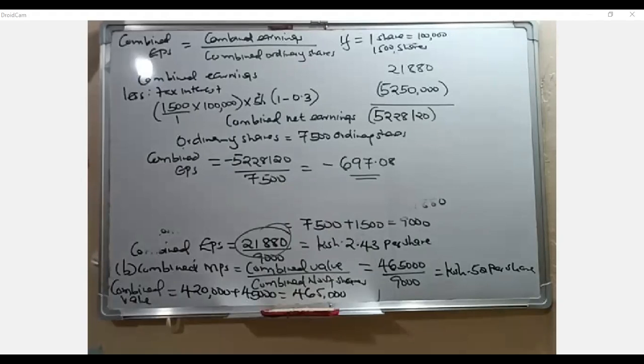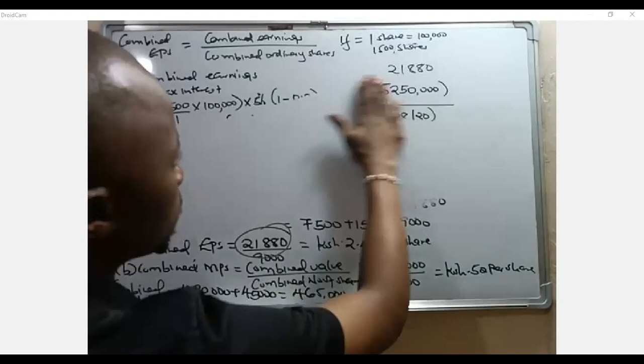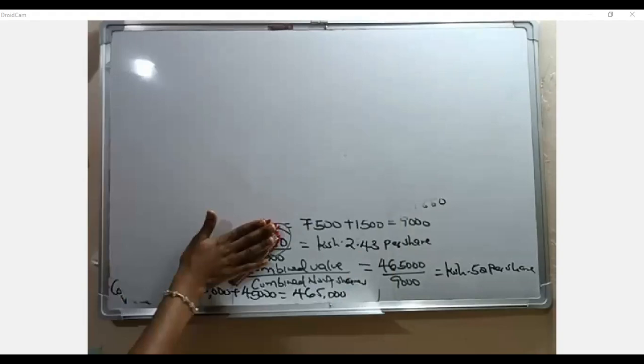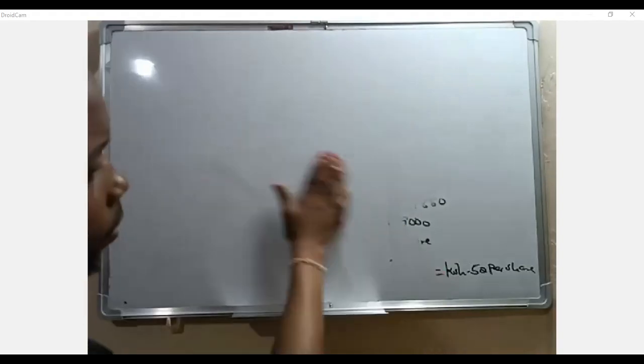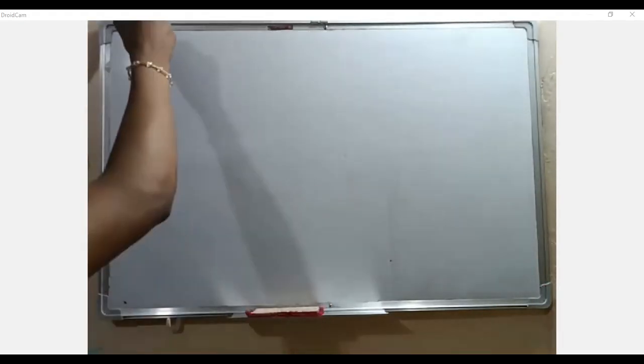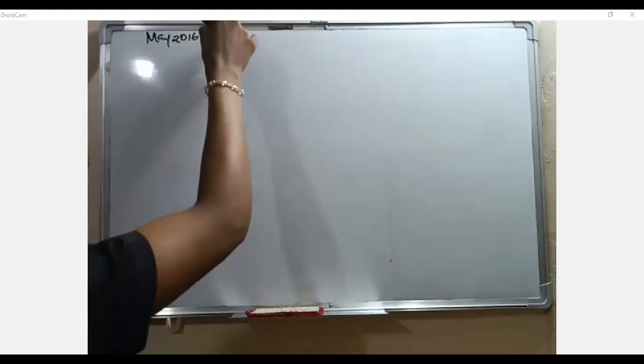The next question is similar to what we were doing yesterday. This question was tested in May 2016. Let us look at May 2016, what was happening there. We have a question there: May 2016, question 4B.